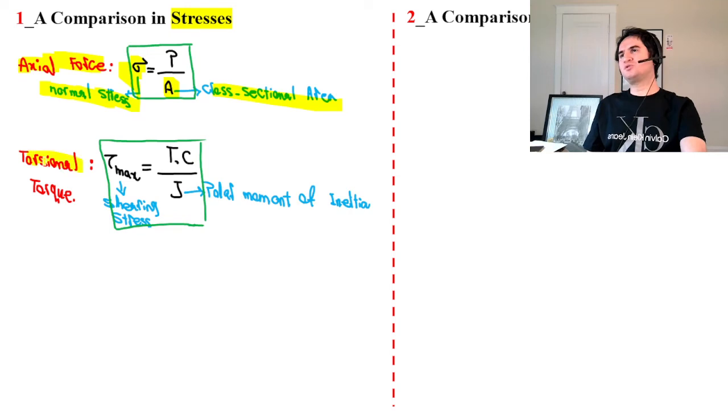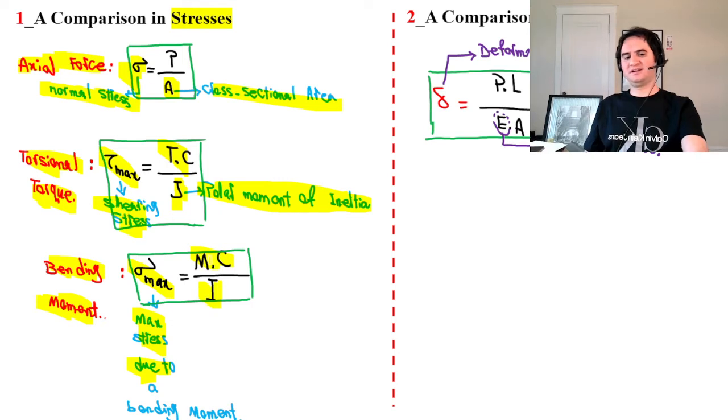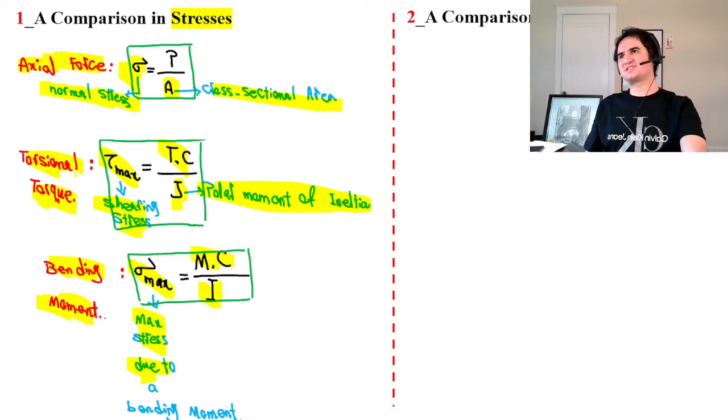In a torsional torque condition, tau maximum, the shearing stress, is Tc over J, and J stands for polar moment of inertia in chapter 5. And for bending moment in chapter 6, sigma max, the maximum stress due to a bending moment, is just Mc over I. And that's interesting if you connect the dots between torsional torque, tau is Tc over J in torsion, and sigma max is Mc over I in a bending moment.